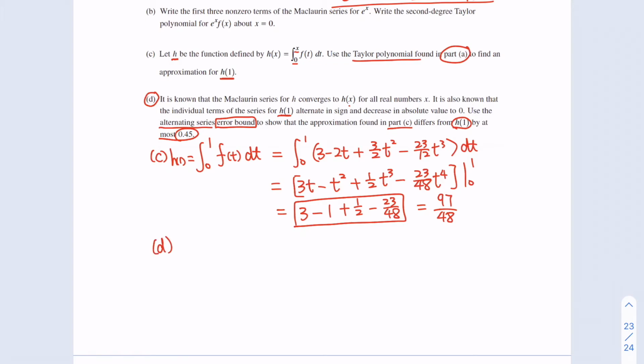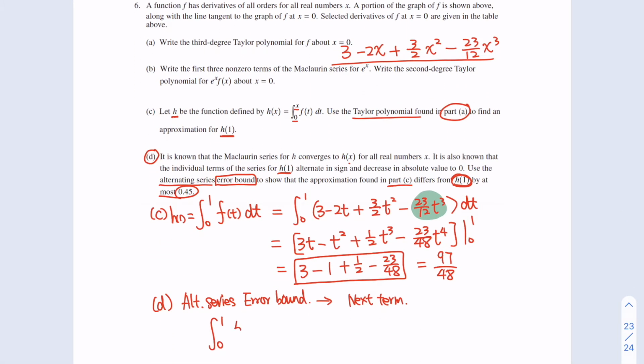So part D, we are looking for the alternating series error bound. If you look at part C, we used the first 3 terms. So the alternating series error bound is given by the next term. So if we are trying to approximate h of 1, the error bound will be given by the integral from 0 to 1 of the next term, which is 54 divided by 4 factorial t to the 4th dt. We plug everything in, so 54 over 4 factorial times t to the 5th power over 5, from 0 to 1.